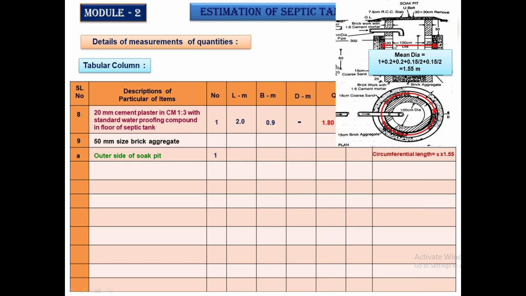0.15 by 2 plus 0.2 plus 1 meter plus 0.2 plus 0.15 by 2, which equals 1.55, the mean diameter. Convert that into a circumferential length. It is equal to pi into d mean, pi into 1.55. Enter that in the length column. Breadth is the thickness of that, 0.15 meter, and the depth of the section is totally 2.5 meter depth.